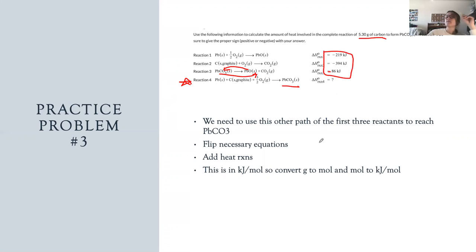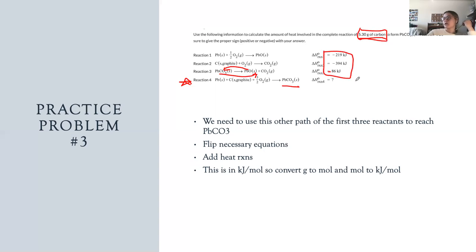So yeah, that's that problem. Oh, no, not done. That's not what the question's asking for. Now that we have the heat of the reactants, it's asking for the amount of heat to get 5.3 grams of carbon. I forgot to do this the first time I did this problem as well.